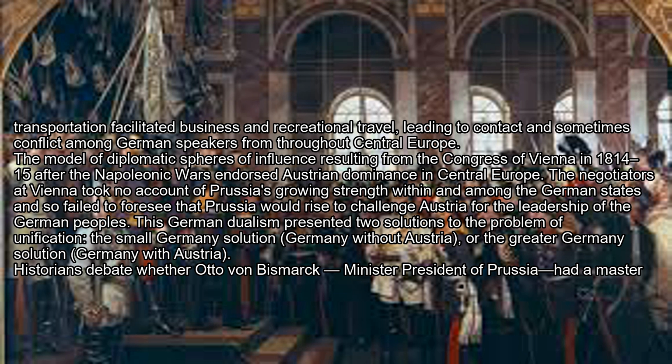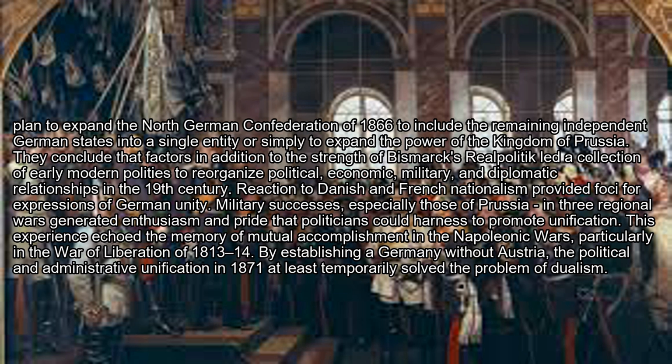Historians debate whether Otto von Bismarck, Minister-President of Prussia, had amassed a plan to expand the North German Confederation of 1866 to include the remaining independent German states into a single entity, or simply to expand the power of the Kingdom of Prussia. They conclude that factors in addition to the strength of Bismarck's realpolitik led a collection of early modern polities to reorganize political, economic, military, and diplomatic relationships in the 19th century.